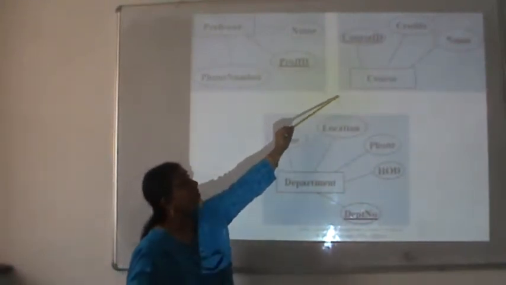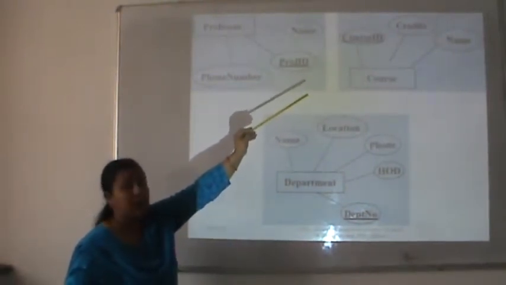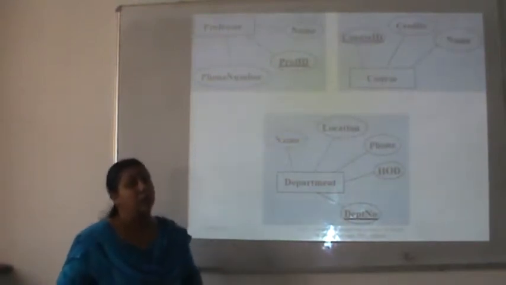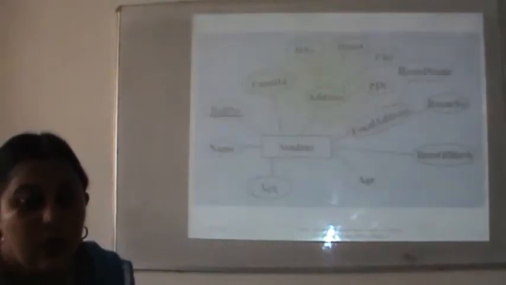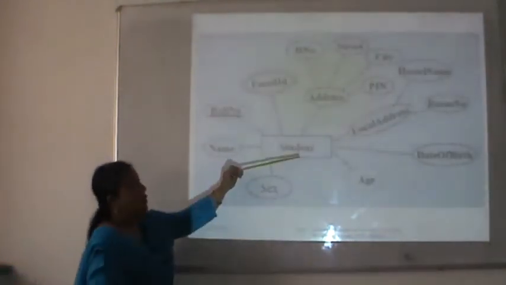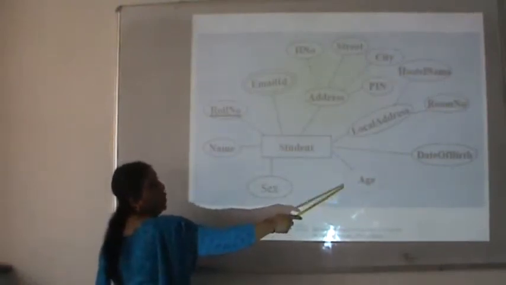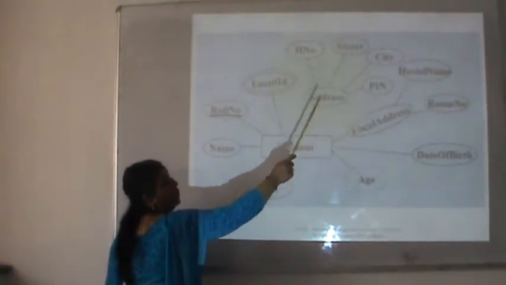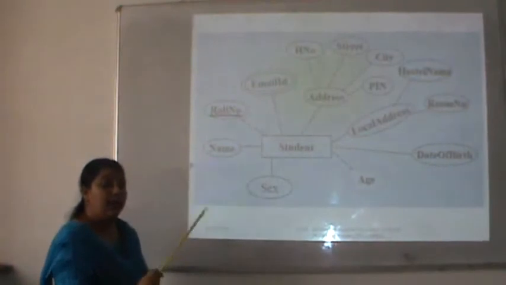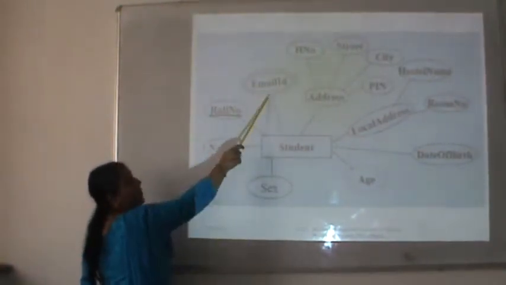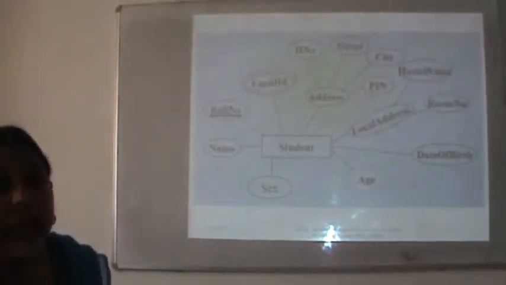A course is identified by a course ID, which becomes the key attribute, the credits associated with that course, and the name of the course. So we have these three entities with their attributes, plus the fourth entity, student. Age was a derived attribute, local address was composed of these two. Address again consists of four components. We had more than one email address, so email address is multi-valued, and a unique roll number for every student. So the roll number is the key attribute.